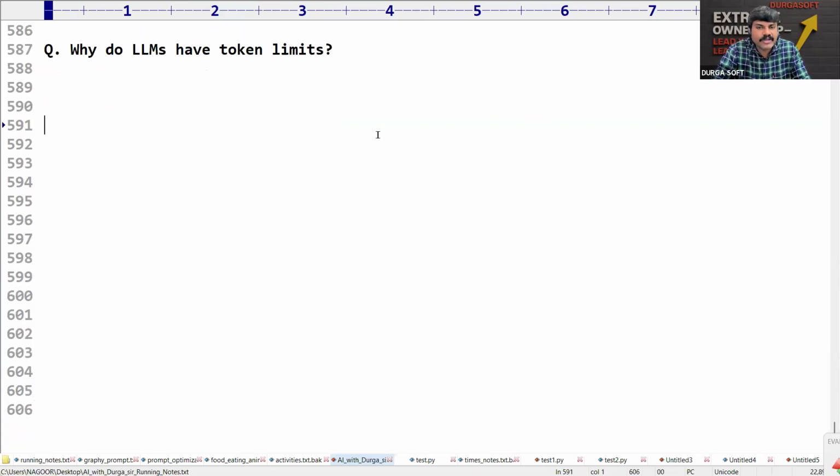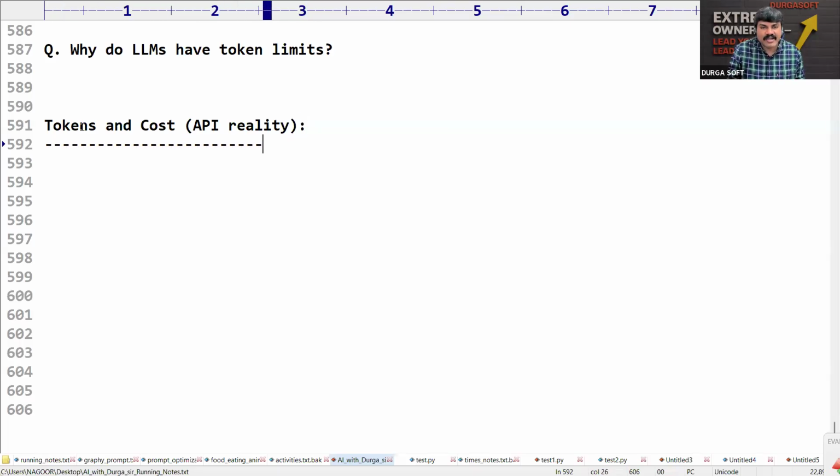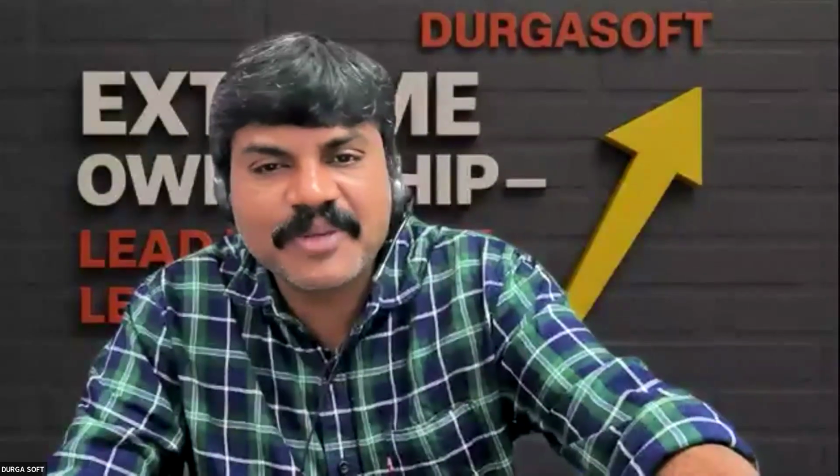Next, the most valuable point: tokens and cost. Of course, most of it is already covered. This is the API reality: tokens and cost. The most valuable, important thing. Very simple example, sir. Let me go for a simple chai story.